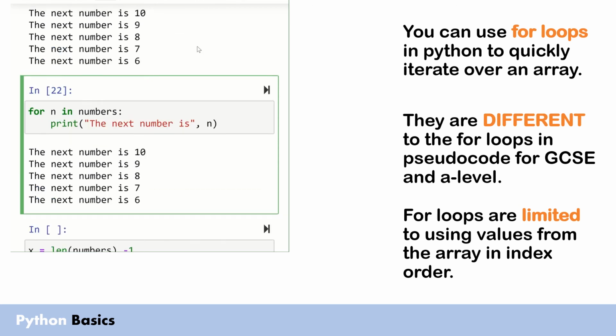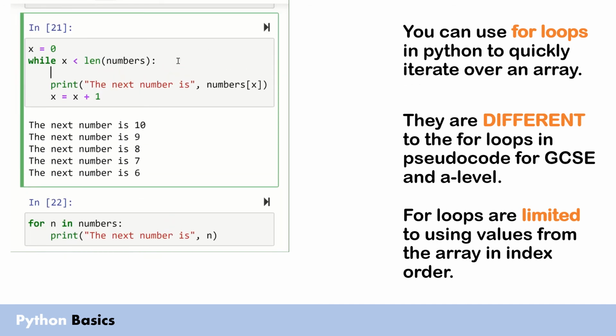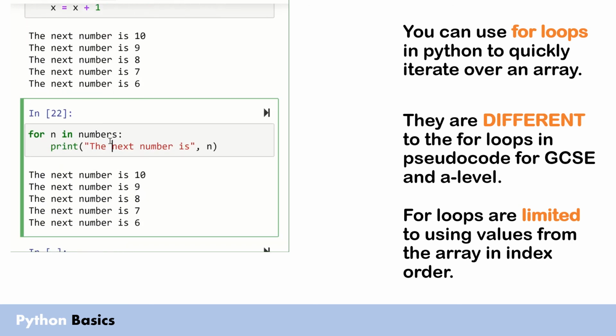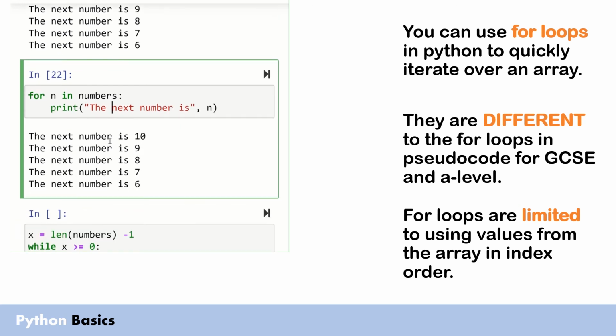Actually, let's go to this loop here. It's as if someone's done this: x equals numbers x, and then instead of going like that, someone's just done n like that. Okay, so it's that kind of thing. And also with the for loop, you notice that you don't have to put x equals x plus 1. You don't have to specify start and end points. You can see why this is a quick way of just looping over an array.